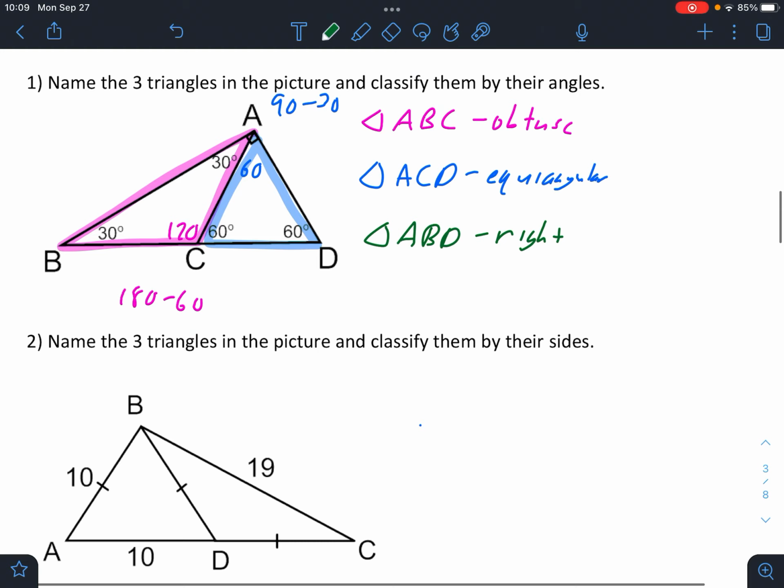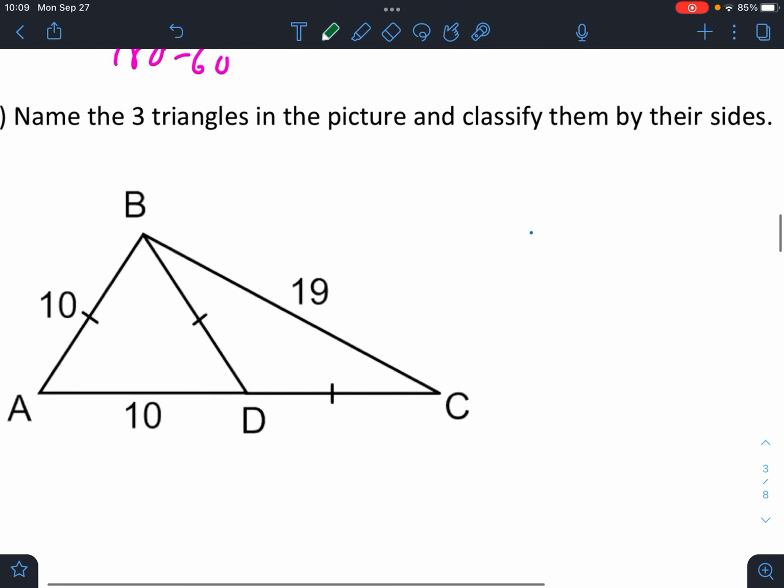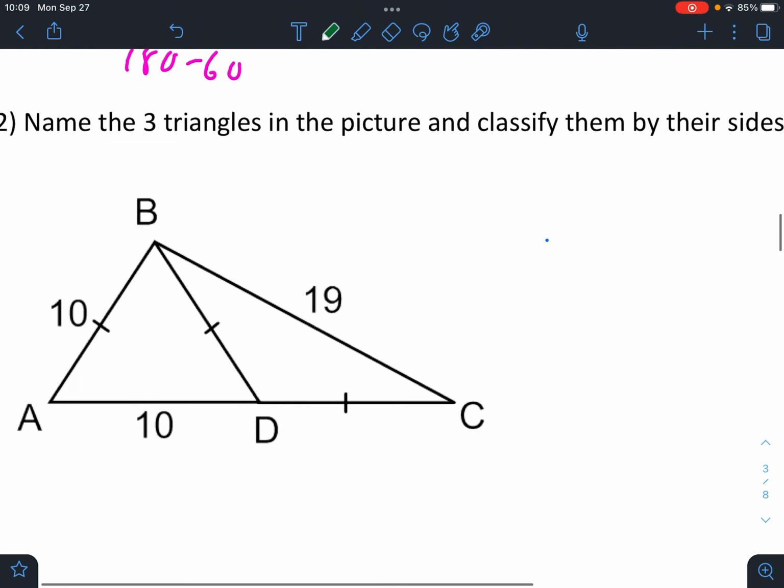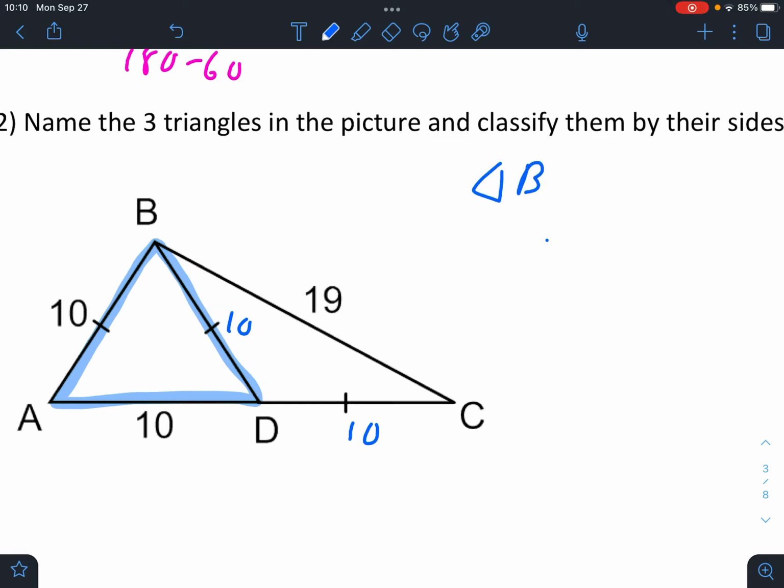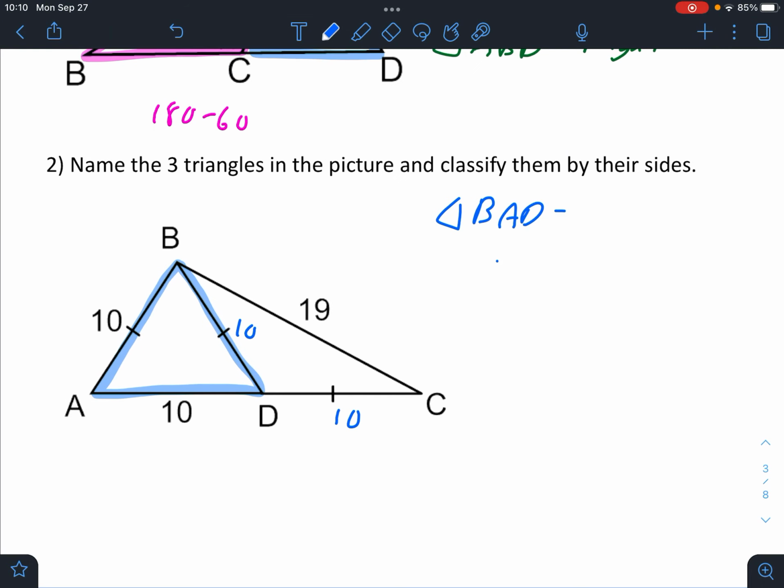All right, down here, we're going to classify these three triangles by their sides. So let's start with this triangle here. Remember, the tick marks mean that those two are congruent. So if this is 10, then this is also 10, and so is this over here. I'm going to put all those 10s down there. But mainly looking at that blue triangle right now, we'll call that triangle BAD. And since all three sides are 10, this is called an equilateral triangle.